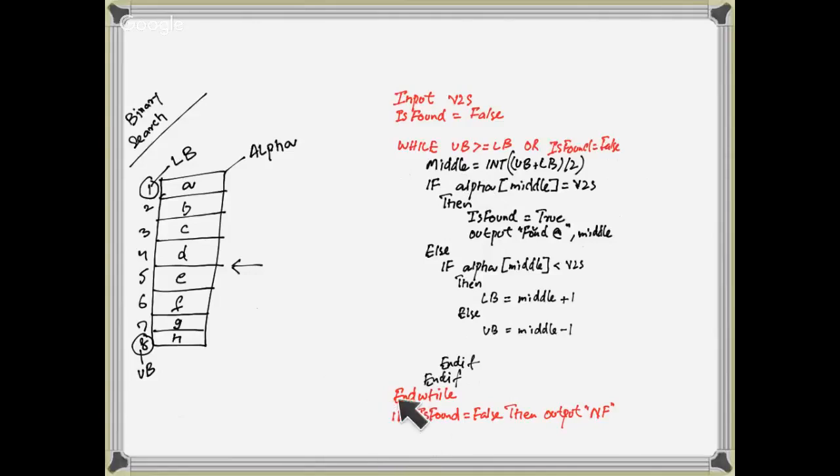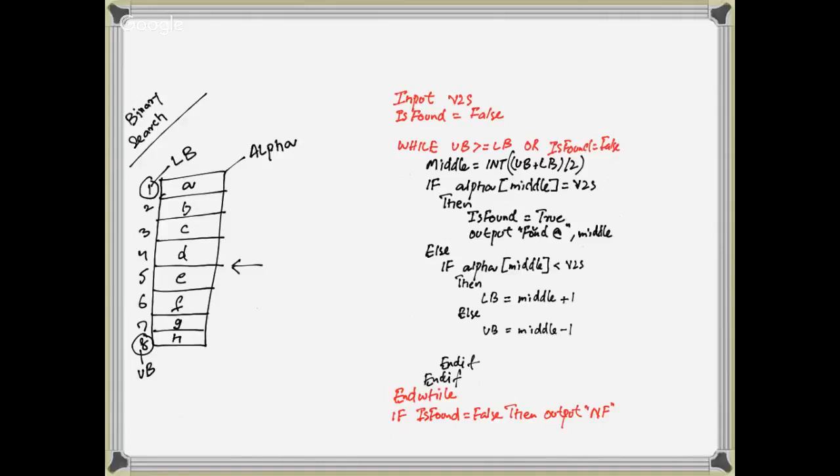At the end, when it comes out for any of the two reasons, whether it is found or not found, then if it is found, flag would be true. If it is not, flag would be false. Let's see in Visual Basic how it works.